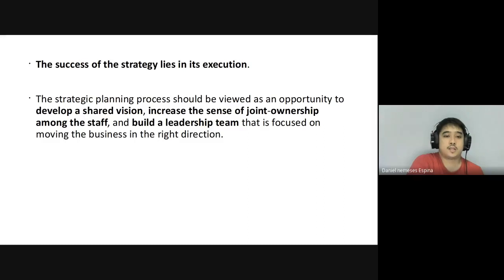So, the last characteristic: the strategic planning process should be viewed as an opportunity to develop a shared vision, increase the sense of joint ownership among the staff, and build a leadership team that is focused on moving the business in the right direction.